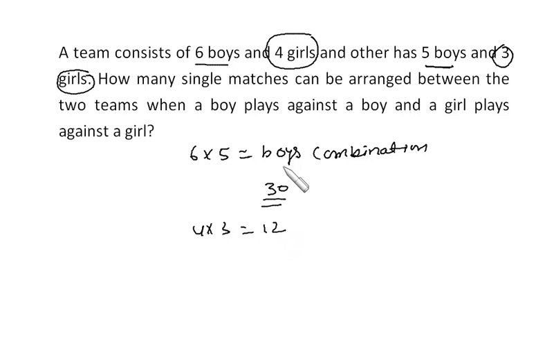Now we have 30 combinations of boys and 12 combinations of girls. But both the combinations are individual, right? They are not dependent or simultaneous events. So in all we have 30 combinations for boys and 12 combinations for girls. So 42 combinations or 42 single matches can be arranged between two teams when a boy plays against a boy and a girl plays against a girl, right? Be very, very clear about this concept, right? Just revise it if you are not clear the first time, right?